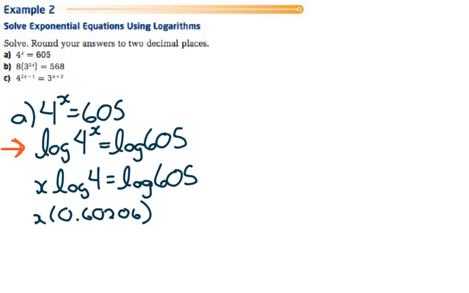If you don't, try typing it in a different order. Try typing 4 log, or if you have a direct logic type, go with log 4 and then equals. You should get 0.60206. We'll do the same thing on the other side. We'll type in log of 605, 2.78176.